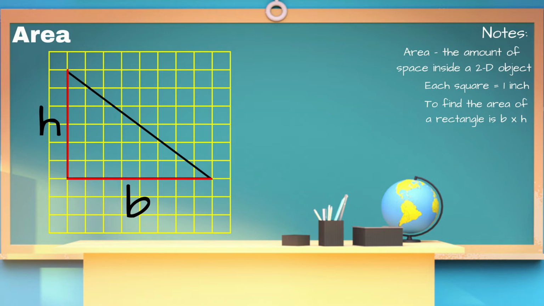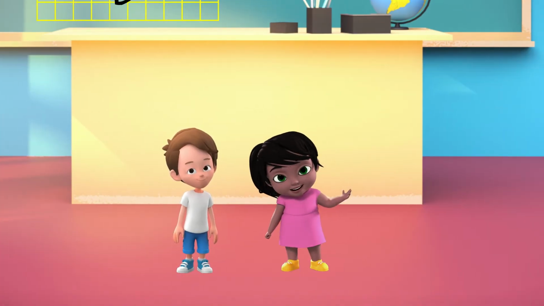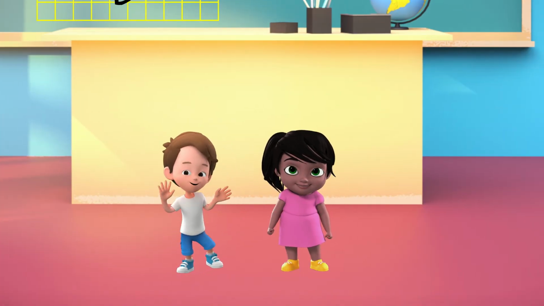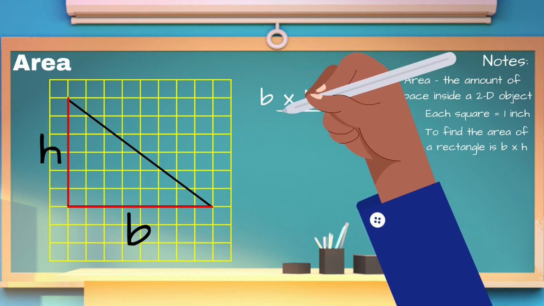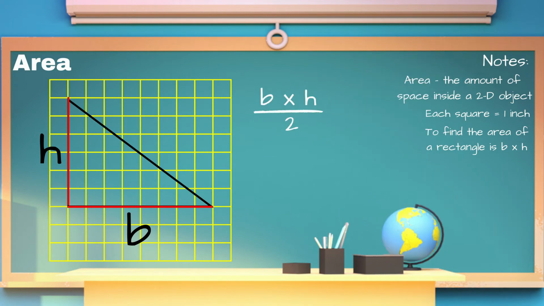So what's the formula to find the area of a triangle? Base times height divided by 2. That's right. In this case, our base is 8 inches and our height is 6 inches.